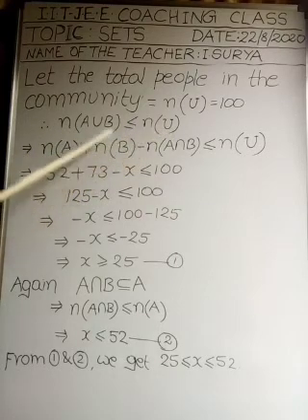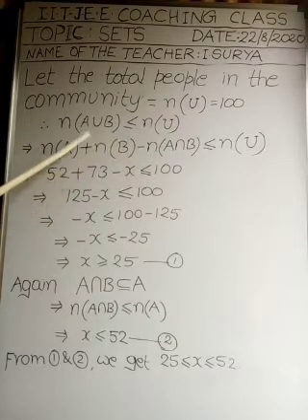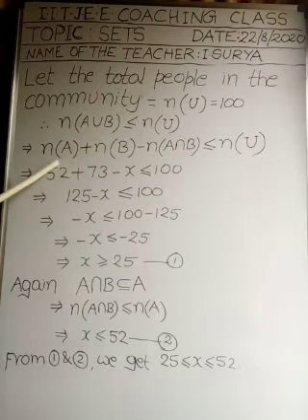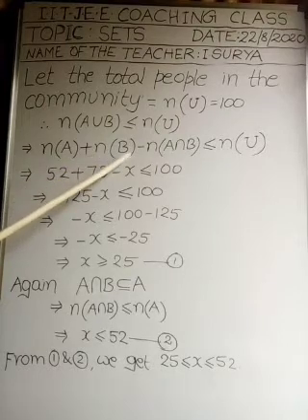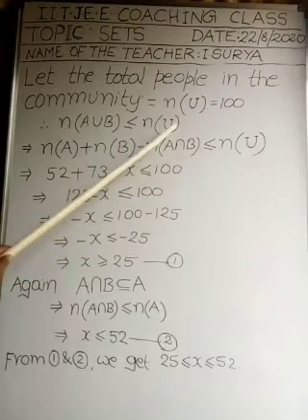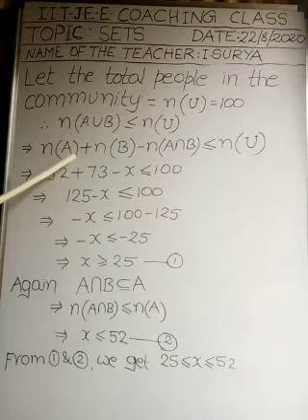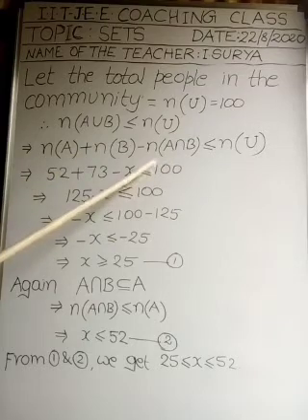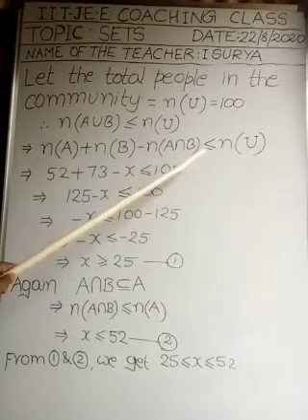Okay, my dear children, understood this step? This implies we know the n of A union B formula. So in the LHS, I wrote the n of A union B formula. What is the n of A union B formula? n of A plus n of B minus n of A intersection B is less than or equal to n of the universal set. Understood this step? I just wrote the n of A union B formula in the LHS of this inequation.